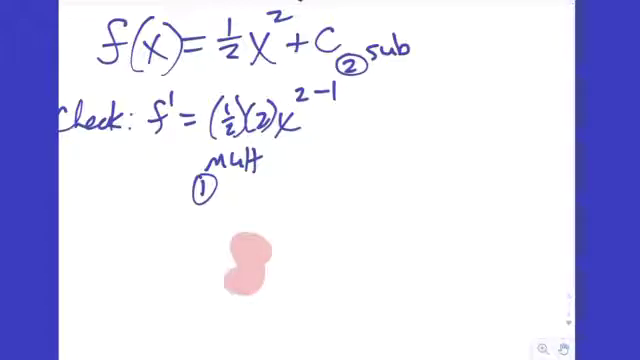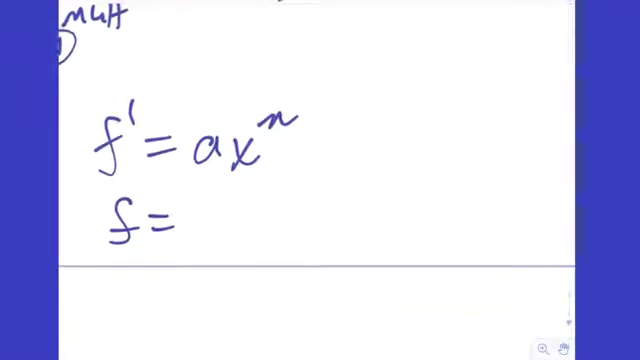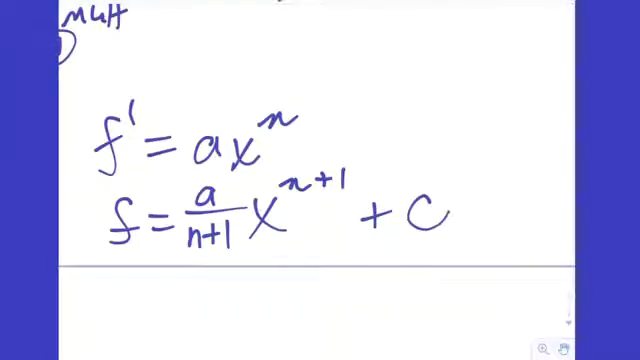Let's say we start with f prime equals a times x to the nth power. All right, so going backwards now, we use the power rule in reverse. Instead of multiplying and then subtracting, we would do what? Add and then divide. Okay, let's see if that works. So I'm going to first of all add 1 to my old exponent of n to get n plus 1. And then I'm going to divide by that new exponent, and I get a over n plus 1. And then I put a plus c for the constant.